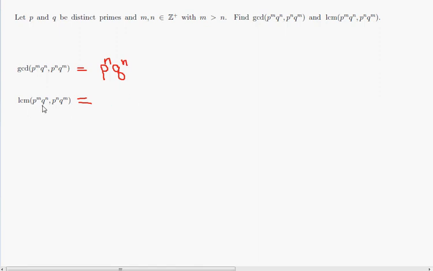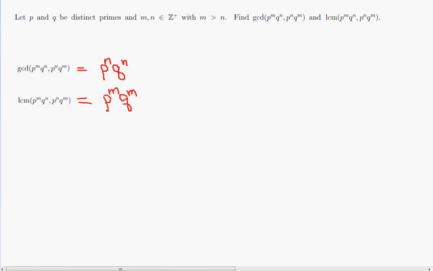LCM, I need to take the largest exponent. And so for this one, p to the m would be the biggest exponent. And likewise, on q, the largest power of q is q to the m. And so we have q to the m.